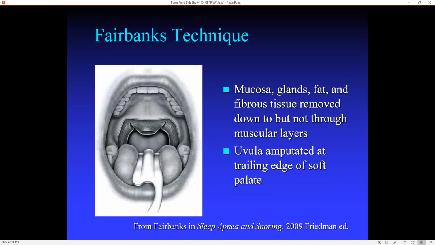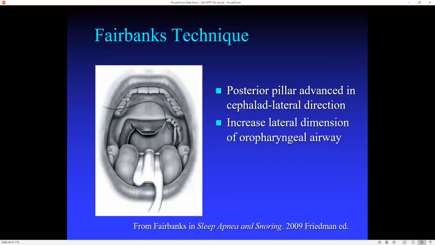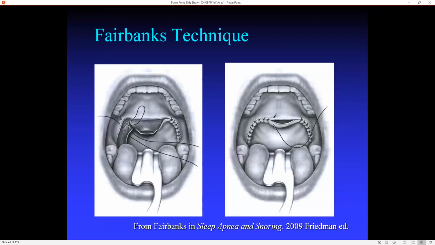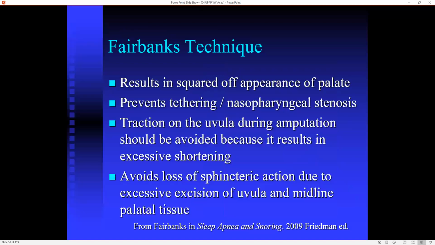And then uvula removal at the time was considered standard. I stopped doing that in the mid-90s. So close the tonsil pockets. It was a single closure at the time. Now I'm using layered closure with chromic for the mucosa and Vicryl for the muscle. And left a little uvular bulge. So it resulted in a squared-off appearance rather than a curved appearance, and actually prevented stenosis and tethering.